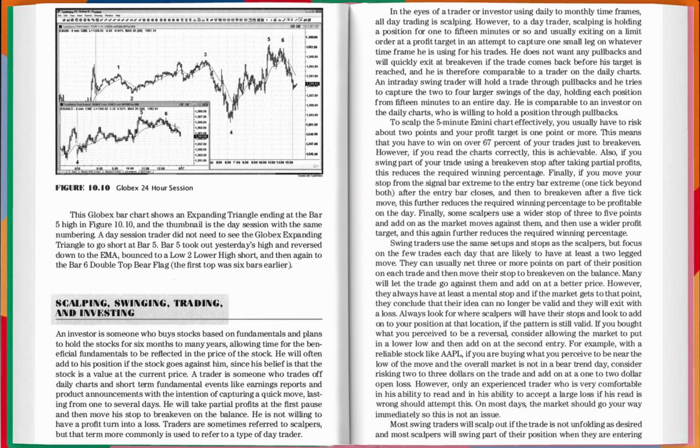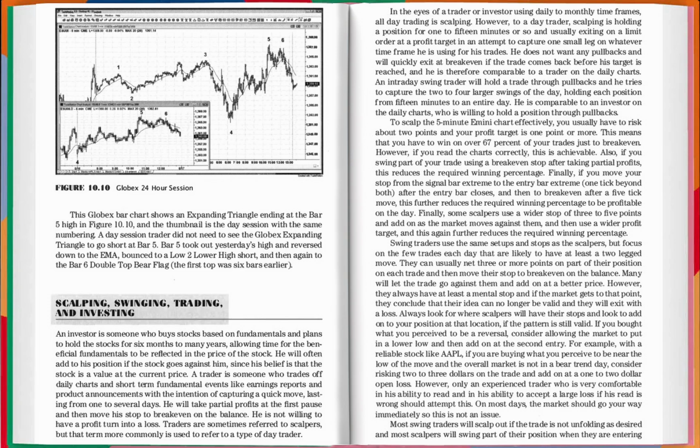Traders are sometimes referred to as scalpers, but that term more commonly is used to refer to a type of day trader. In the eyes of a trader or investor using daily to monthly time frames, all day trading is scalping. However, to a day trader, scalping is holding a position for 1 to 15 minutes or so, and usually exiting on a limit order at a profit target in an attempt to capture one small leg on whatever time frame he is using for his trades. He does not want any pullbacks, and will quickly exit at break-even if the trade comes back before his target is reached, and he is therefore comparable to a trader on the daily charts.